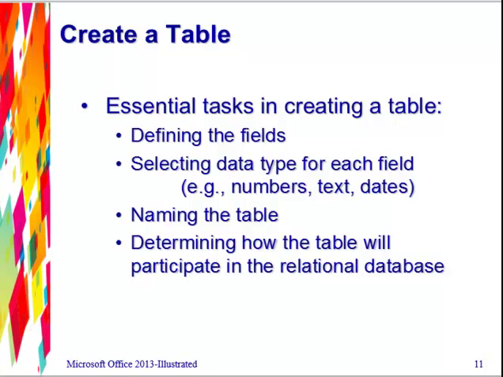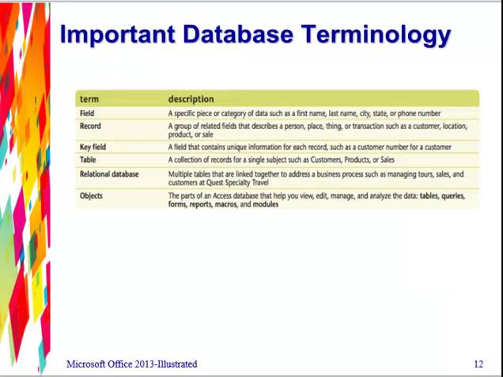Now there's specific terminology used in Access databases that is mentioned at the bottom of Access page 9, and here's a copy of that table. Field, record, key field, table, relational database, and object. A field is an area where data fits. It's like a little square, or in the database it's a list of characters that fit into a certain size field. A record is a group of related fields that describes a person, place, thing, or transaction.